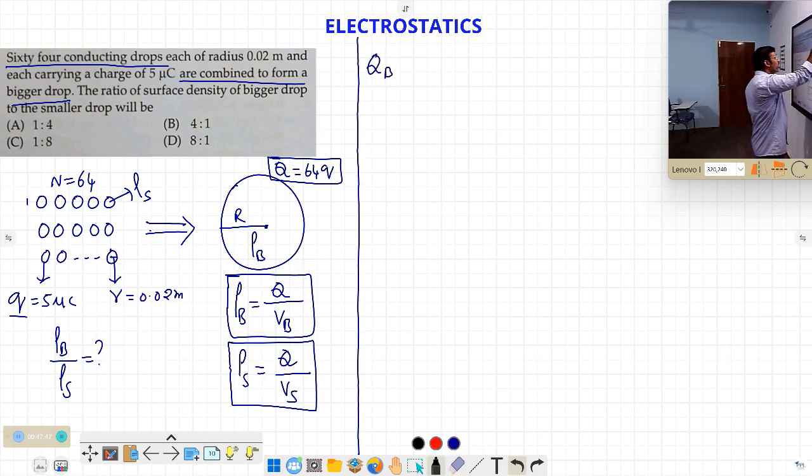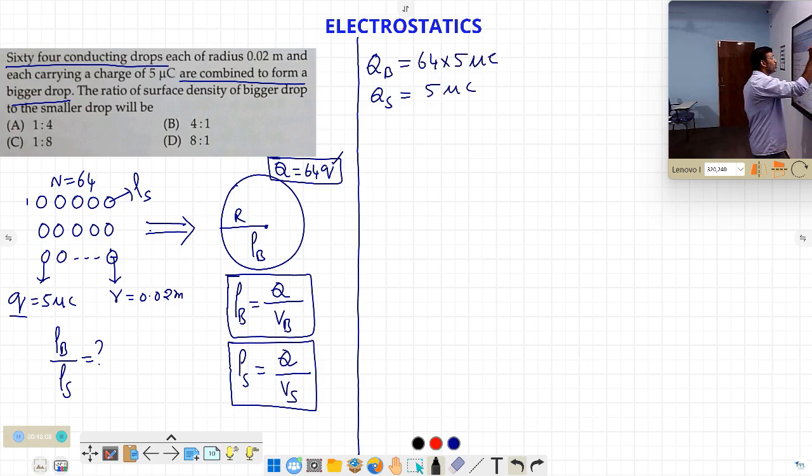The charge on the bigger drop is equal to how much? 64 times a small charge. 64 into each charge of 5 microcoulomb. That is, we can write this. We can do the calculation later. Next, what is the charge on the smaller drop? The charge on the smaller drop, since they're asking about only one drop, is nothing but 5 microcoulomb.